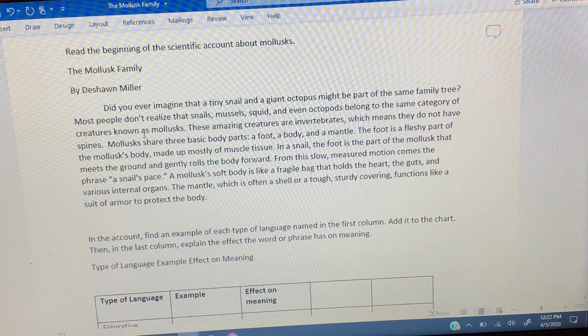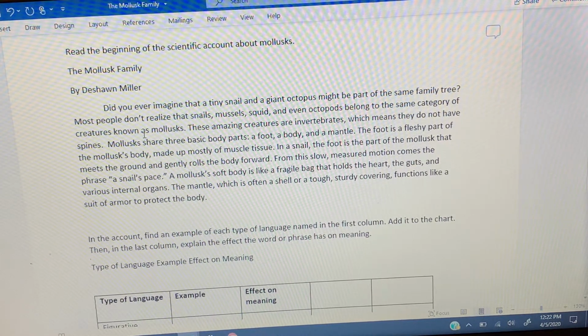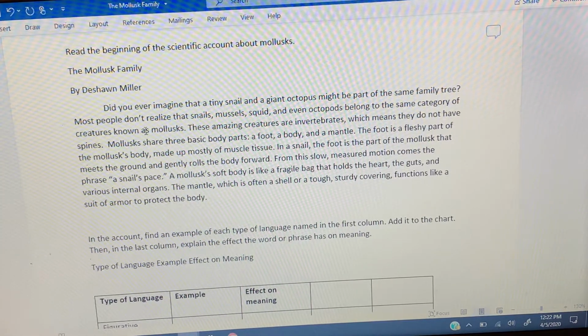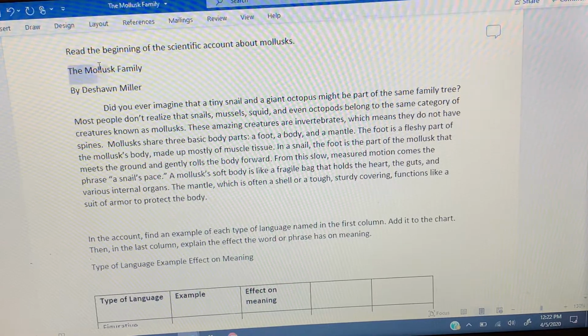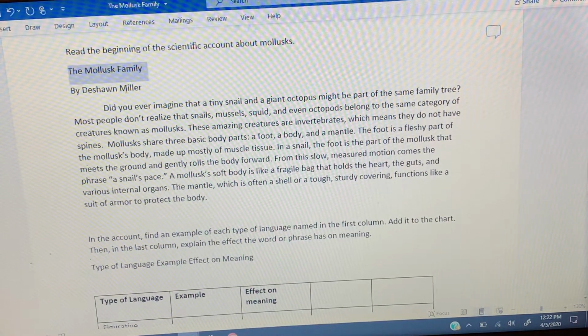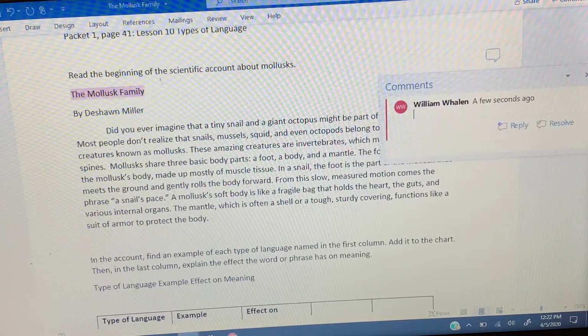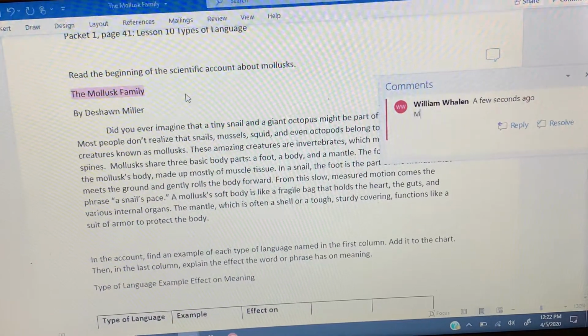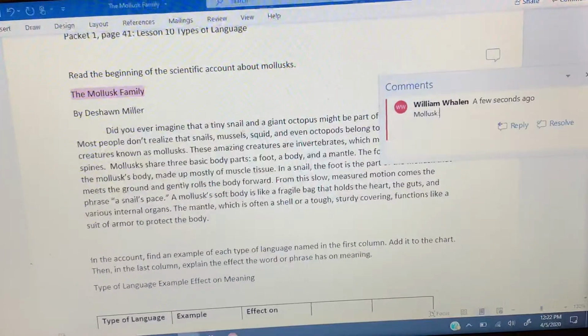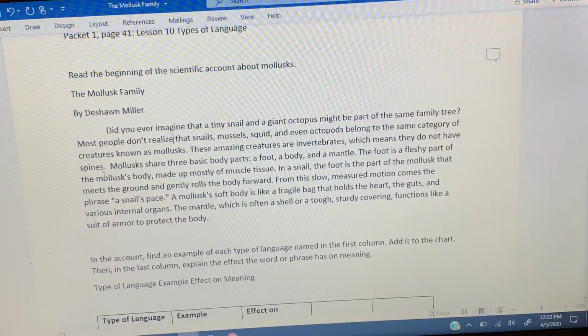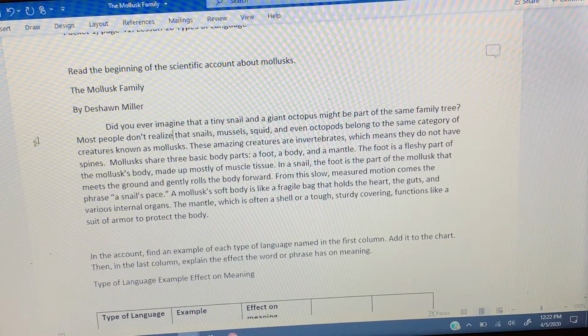Did you ever imagine that a tiny snail and a giant octopus might be part of the same family tree? Well, let's just stop for a second. So as soon as we read the title, The Mollusk Family, we should already be able to tell that this is going to be our topic. This text is going to be primarily about mollusks. And if you don't know what that is, we can read on to try to figure out if we can make sense of what is a mollusk.